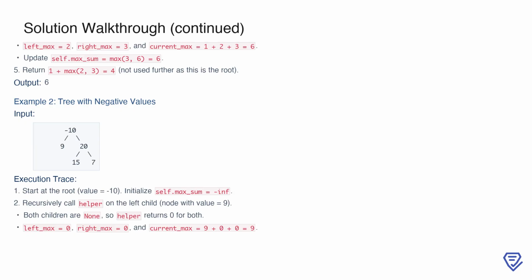The left child of the root, which is node 9, has no children, so helper returns 0 for both. This results in current_max equals 9 plus 0 equals 9, and we update self.max_sum to 9. The function then returns 9 plus max(0) equals 9 to the root.